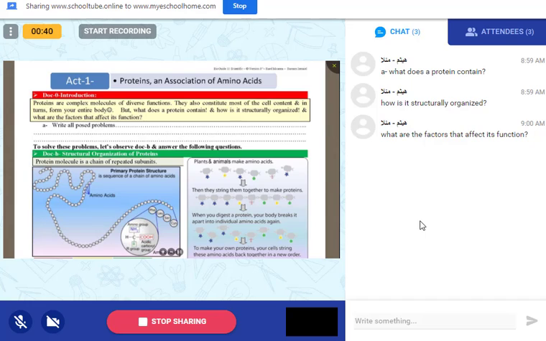What does a protein contain? How is it structurally organized, how is it made, and what can be the factors that may affect its function? So, to solve these problems, let's observe document B and answer the following questions. Document B: structural organization of the protein. This is the first sentence that we need to study: a protein molecule is a chain of repeated subunits. So the protein itself is a molecule, a chain of repeated subunits.